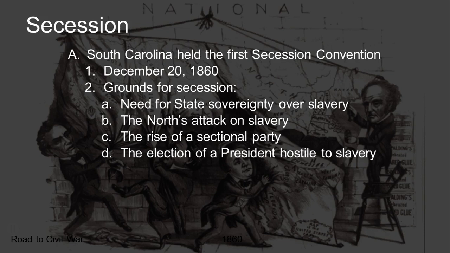And I want to point those four things out because I want you to understand. As much as you may have heard about, well, the Civil War was actually about states' rights. The Civil War was about a state's right to allow slavery.